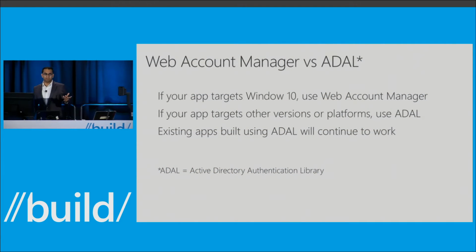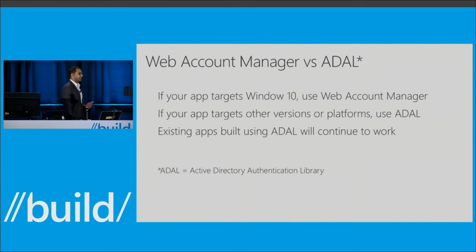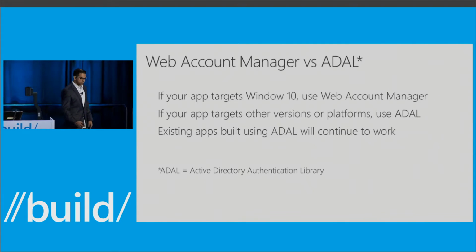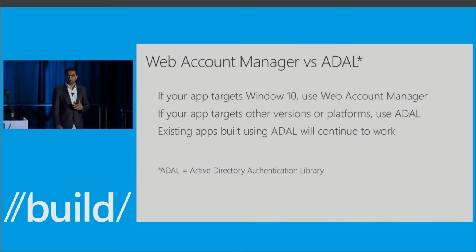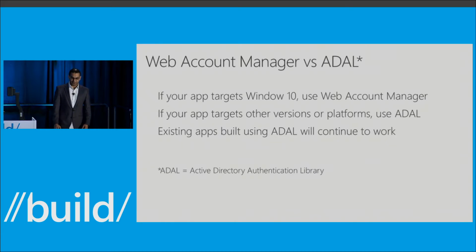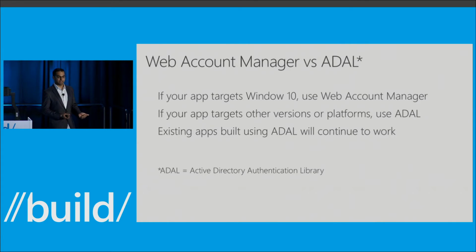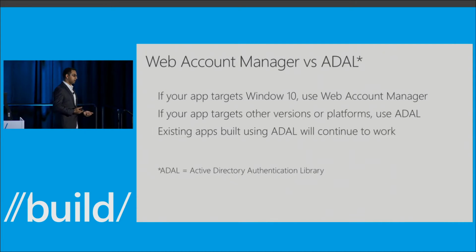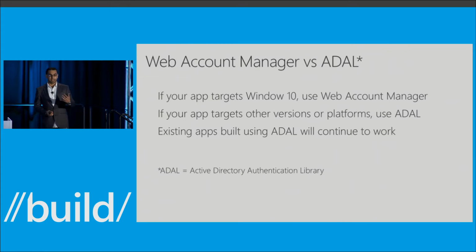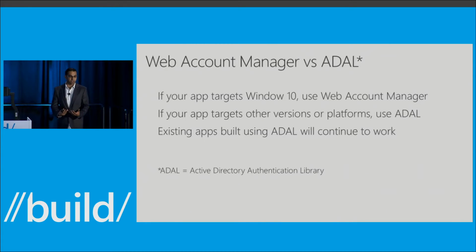Now, some of you might be thinking, you've just told me how I can request tokens and target Azure Active Directory and get back those tokens, but what about the Active Directory Authentication Library that I've been using so far? I do want to make sure that I don't confuse you. If your app targets Windows 10, you should use the Web Account Manager. This is the only way, as it stands, to leverage the logged-on user's identity and bootstrap your experiences based on how the user is using the device.